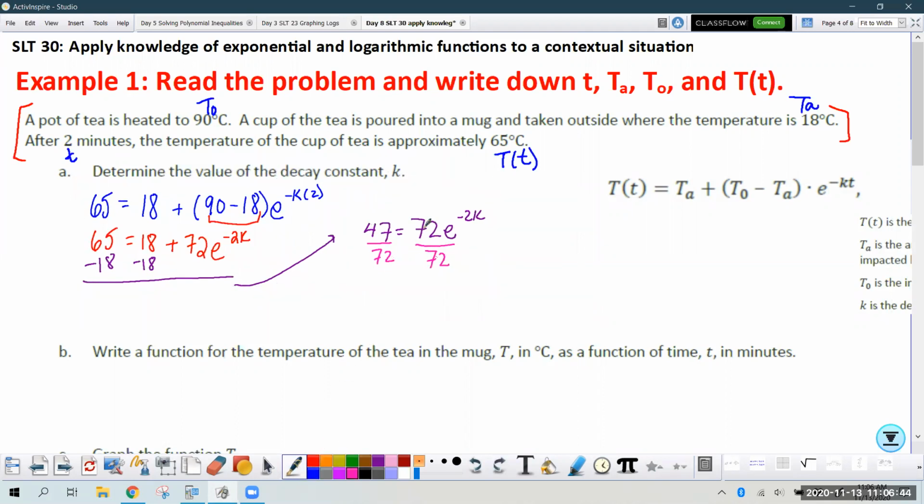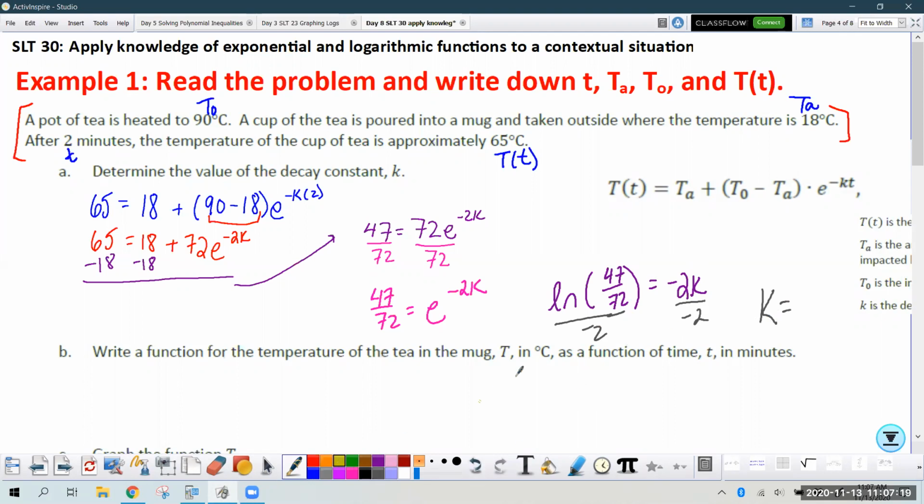And so that leaves us with 47 over 72 equals e to the negative 2k. So to get the variable out of the exponent, we need an ln because we have an e. So we have the ln base e of 47 over 72 equals negative 2k. We're going to divide both sides by negative 2. And so k is, now, if we have an assessment without a calculator, this would be calculator ready. This is a calculator ready answer.